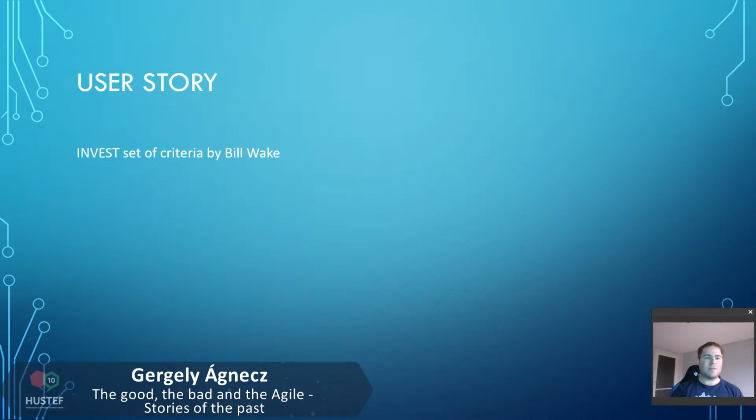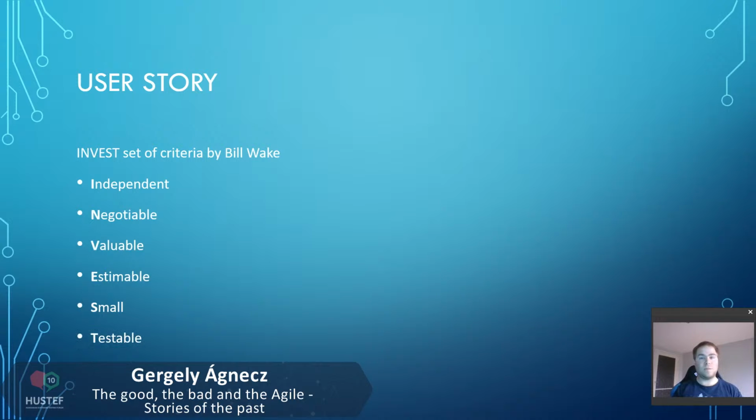First of all, let's see what is a user story. Of course, we know what a user story is, but I am sure that most of you are not aware of this INVEST set of criteria by Bill Wake, which is the following. Here we have 6 points: independent, negotiable, valuable, estimable, small, and testable. If we manage to meet these points, then our user story is a clear and informative one.